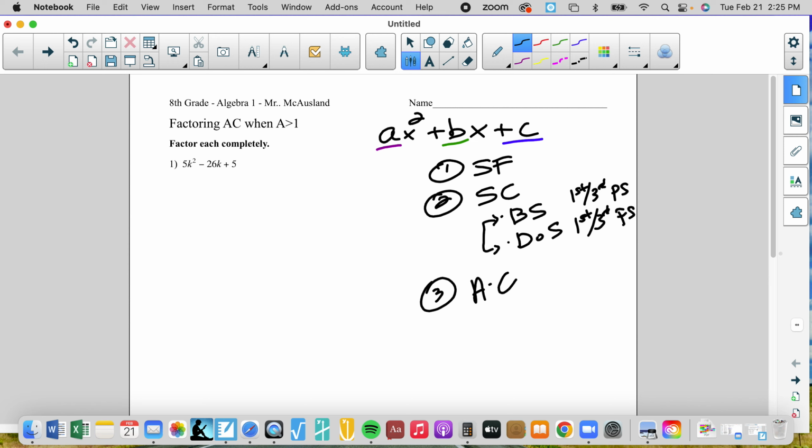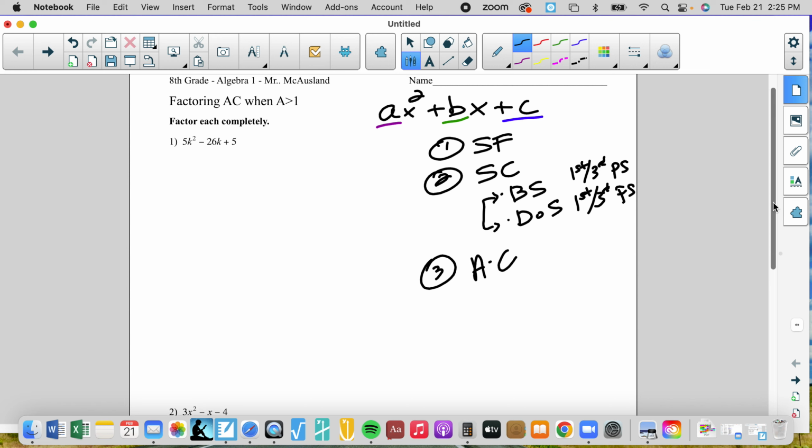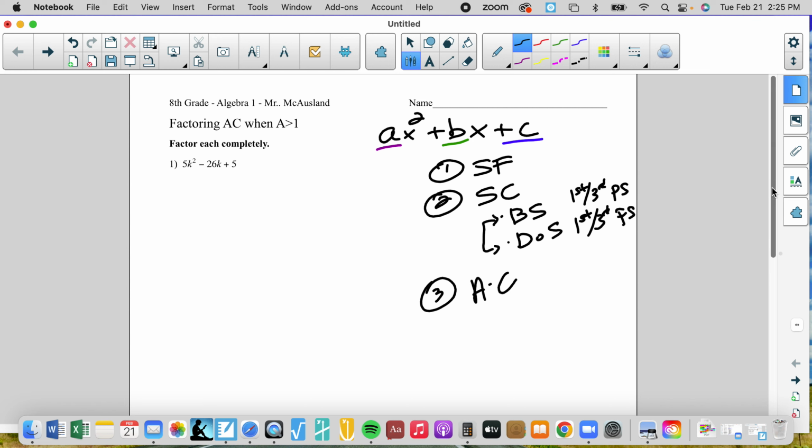So these are techniques on how to factor. The problems that we've been doing up until this point, A has been equal to 1. The coefficient of my x squared or my squared value has been 1. So now we're working with problems where A is greater than 1. So A in this example is 5. C is also 5. So I take my A times C, which is 25. I find factors of 25, 1 and 25, 5 and 5.